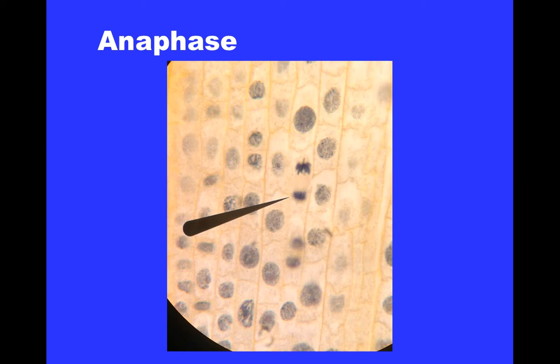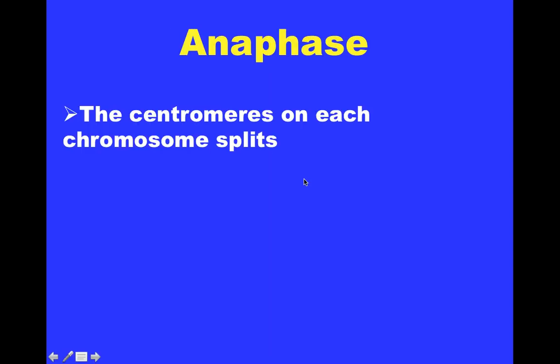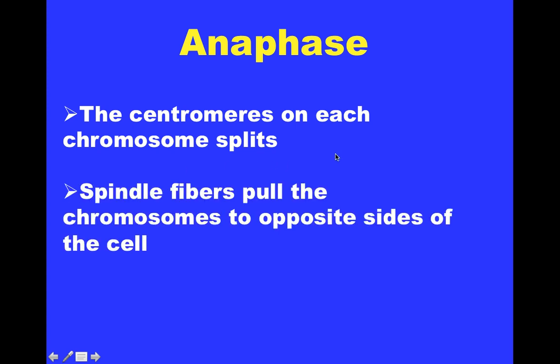Our 4th phase is called anaphase. Now look what's happening. Now you can see the chromosomes are separating from one another. That means those buttons in the middle have to split. Think of it kind of like snapping a button in half. The centromeres on each chromosome split. The spindle fibers now pull the chromosomes to opposite sides of the cell. Spindle fibers pull the chromosomes to opposite sides of the cell.